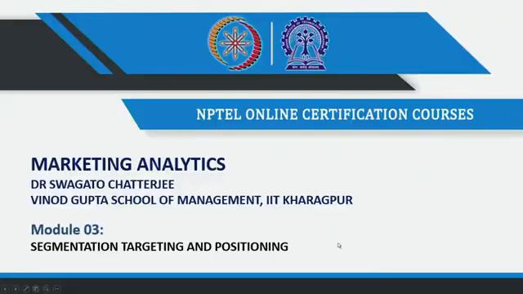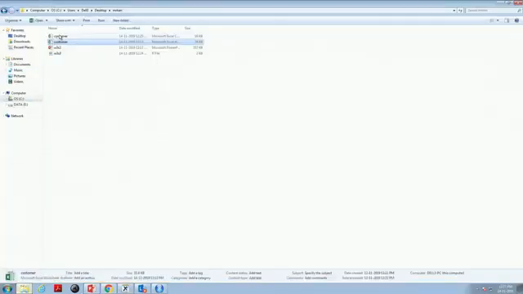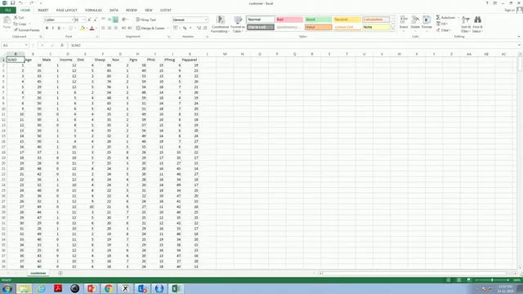Till the last presentation we have discussed how to do segmentation, targeting, positioning using clustering methods. So, here we will actually work on a particular problem. If you have seen in your files, there is a customer.csv dataset, and the dataset looks like this.